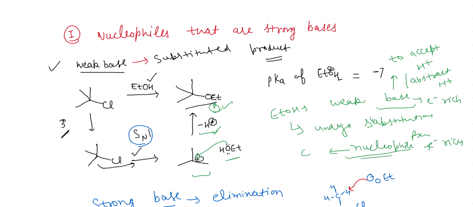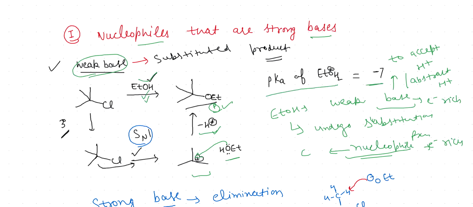If the nucleophile is a strong base, then it will lead to elimination. But here we have used a weak base, that is ethanol, meaning here it is acting as a nucleophile. What is the pK value of protonated ethanol? That is -7.